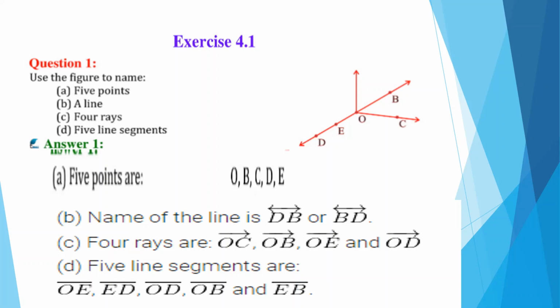4 rays. 4 rays means one fixed point and an arrow on the other side. So OB is a ray, OC is a ray, OE is a ray, OD is also a ray. 5 line segments. Line segments means when we join 2 points we get a line segment. So DB is a line segment, OE is a line segment, OD is a line segment, OB is a line segment, EB is also a line segment.